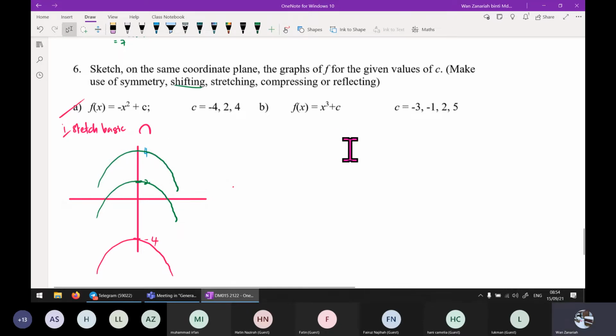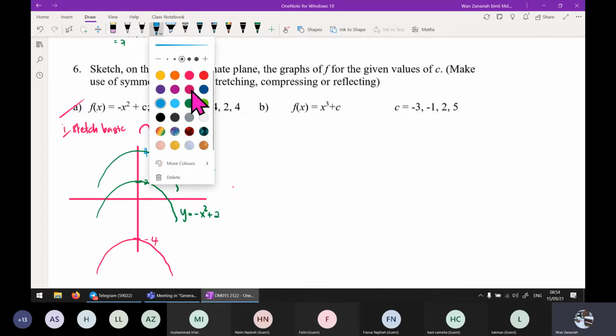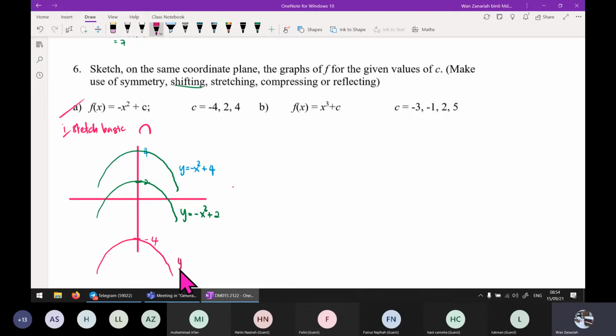Okay, so you write this down. This is y equals negative x square plus 4. This is when your y is negative x square plus 2. Meanwhile, this is when your y is equal to negative x square minus 4. Okay, easy.